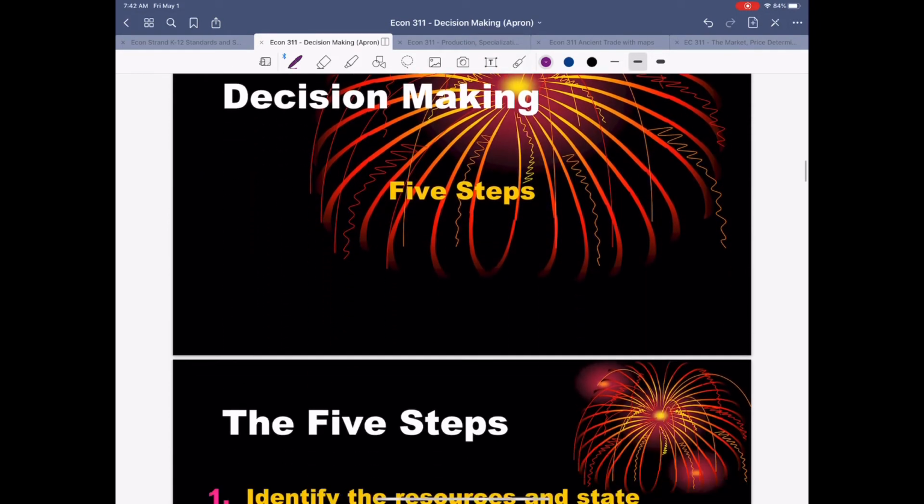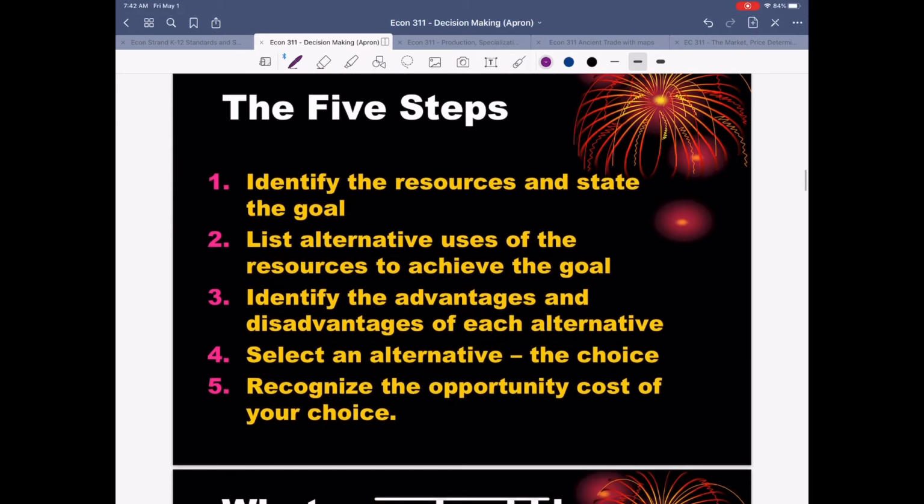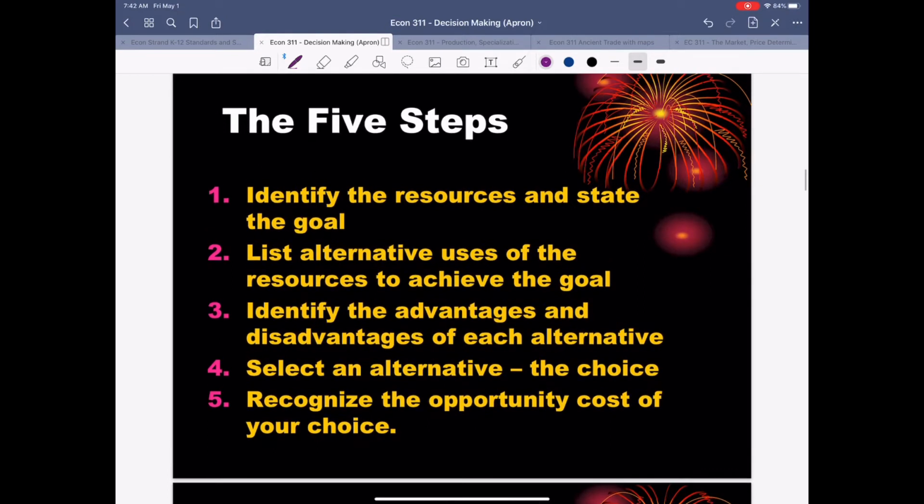So let's go back through the decision-making process again. The 5 steps, and then we find these in the apron as well. Identify the resources, state the goal. We then list alternative uses of the resources to achieve the goal. We identify the advantages and disadvantages of each alternative. We select an alternative, which becomes our choice, and we recognize the opportunity cost of a choice.